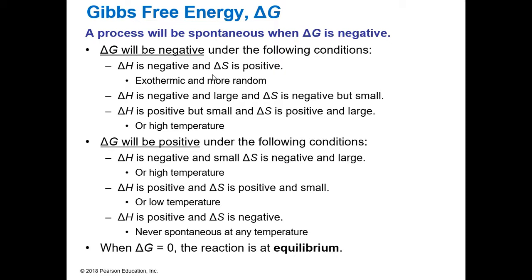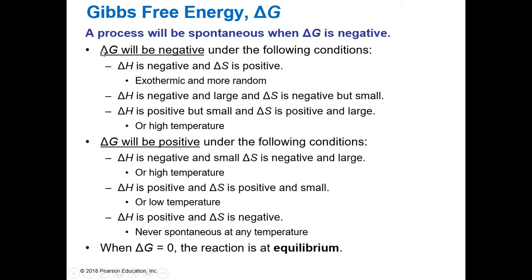So a process will be spontaneous when delta G is negative. Before we said if delta H is negative, it would be exothermic, right? If delta S is negative, then it would be non-spontaneous, right? We might need to make a little chart about all of these different values.